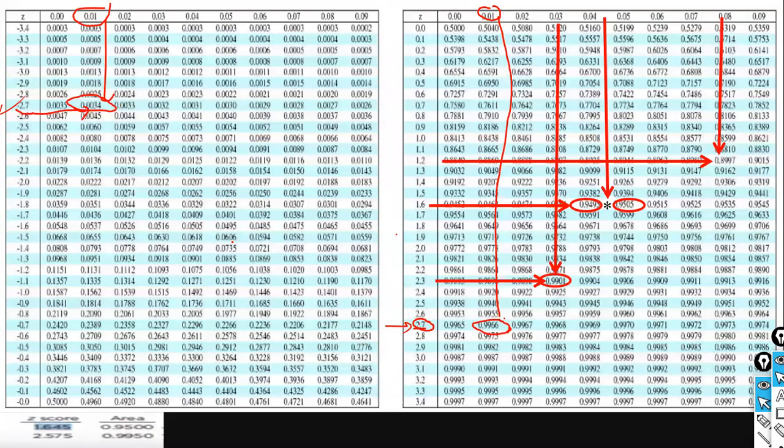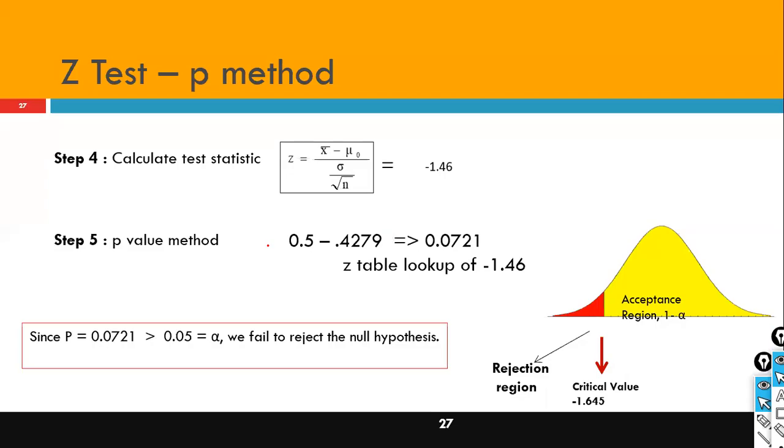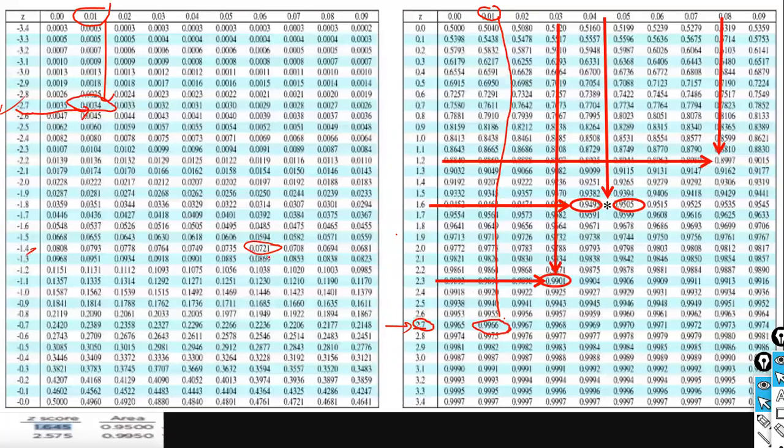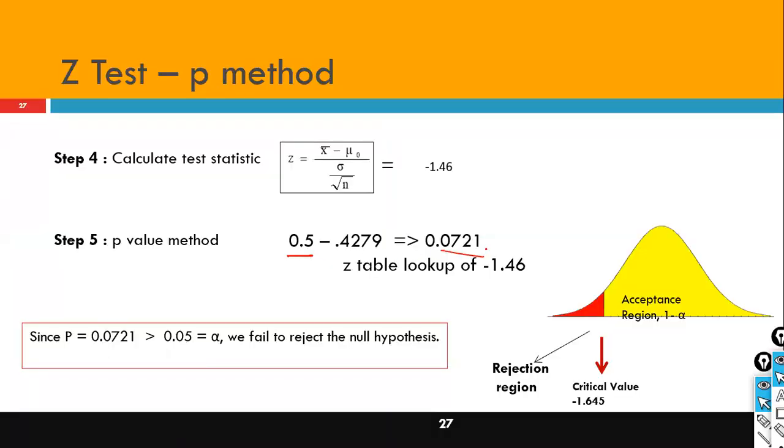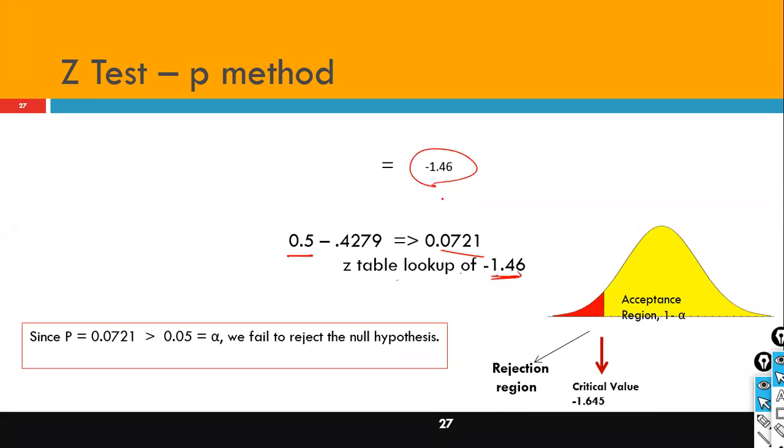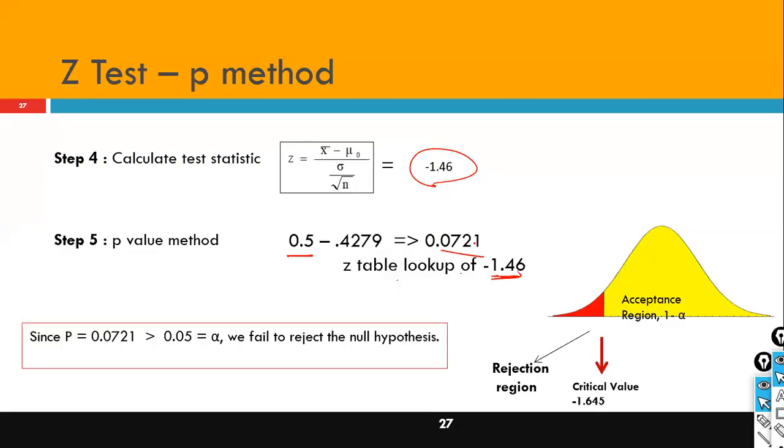Look here, minus 1.4 and 6 is there, right? So it intersects minus 1.4 with 0.0721. Here it gives us directly the p-value, so you don't have to subtract this one, 0.279 and all. It gives you 0.0721. This is your p-value. So you do a lookup of this value, minus 1.46, in the z table, and it gives you directly the p-value.